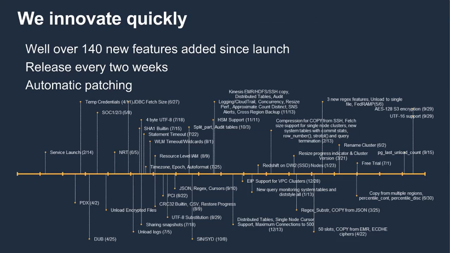Redshift came out a couple years ago, and what you can see here is really the pace of innovation on Redshift. There's been over 140 new features since it's launched. And the nice thing about this is, as you're running your Redshift cluster, your data warehouse, automatic patching happens. So it's a fully managed service. You don't have to worry about patching the data warehouse, and we push out these various changes out to your cluster.